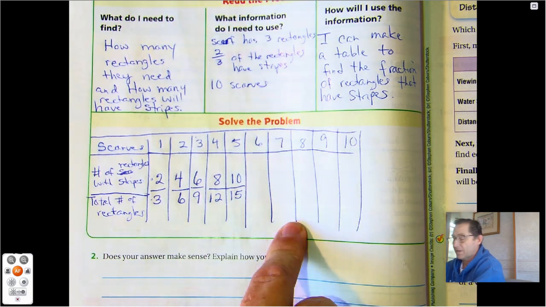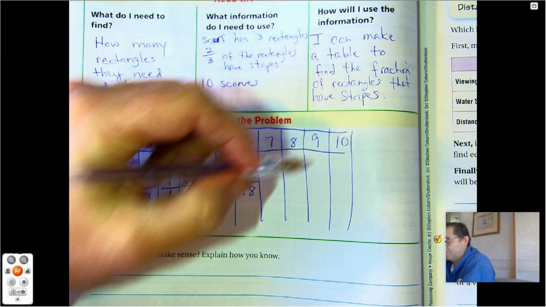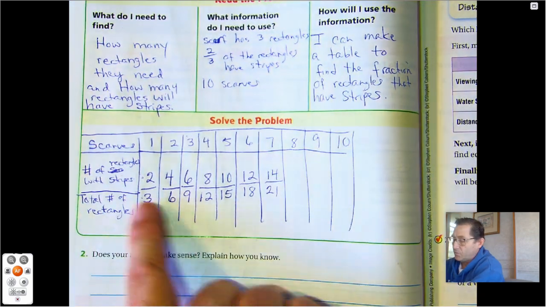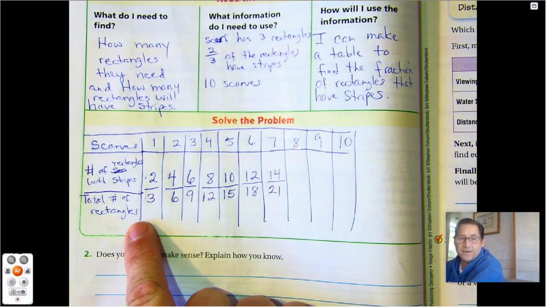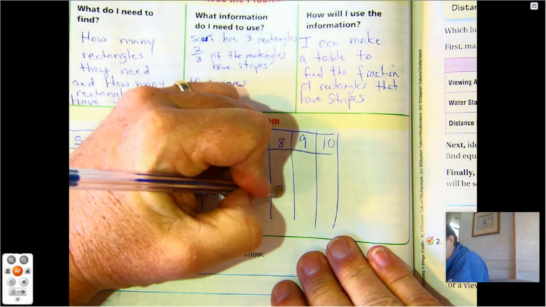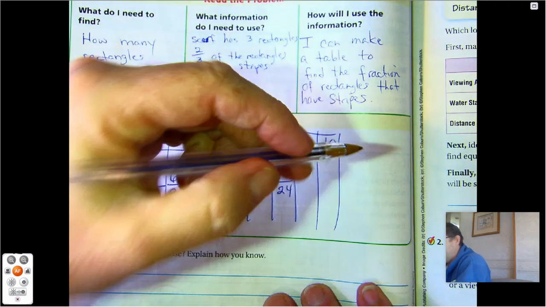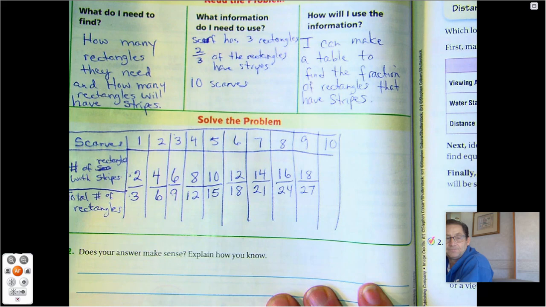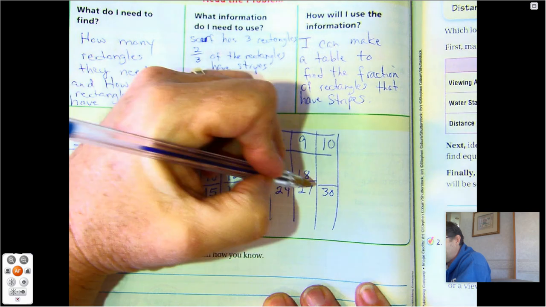So 10 fifteenths, 12 eighteenths, 14 twenty-firsts. So the numerator, we're counting by multiples of 2, and the denominator, we're counting by multiples of 3. So 8 times 3 is 24. 8 times 2 is 16. 9 times 3 is 27 total rectangles, and 9 times 2 is 18. And then last, 10 times 3 is 30. 10 times 2 is 20.